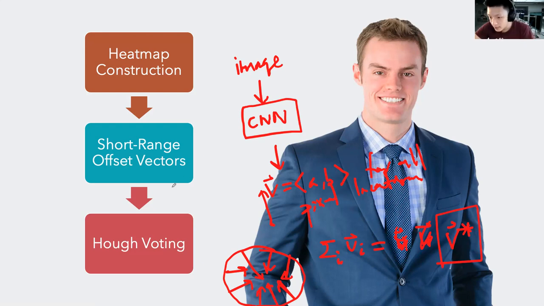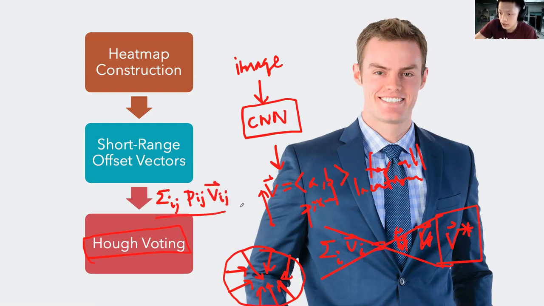Now, I've basically described to you what Hough voting is, except I've left out an important piece, which is that all of these vectors are weighted by the probability. So the equation should read the sum over all of the pixel locations. We can call it ij because the image is two-dimensional. Then it's the probability of the mask at ij, and I'll explain what this means in a second, times the vector at ij. The sum of this is actually our answer.